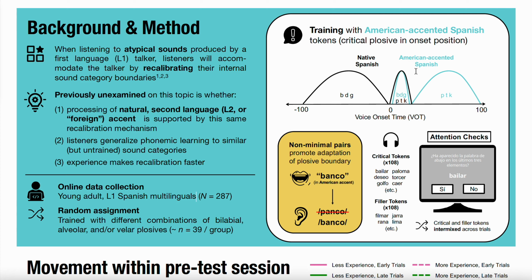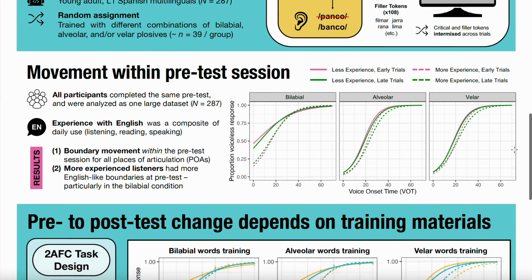They are going to be trained with American accented Spanish because there's a natural difference in plosives in the voice onset time for American accented Spanish compared to a native Spanish speaker. If you want more details about the exact stimuli and the different random assignments, you can come back and look at the poster. But for the sake of time, I'm going to dive right into the data.